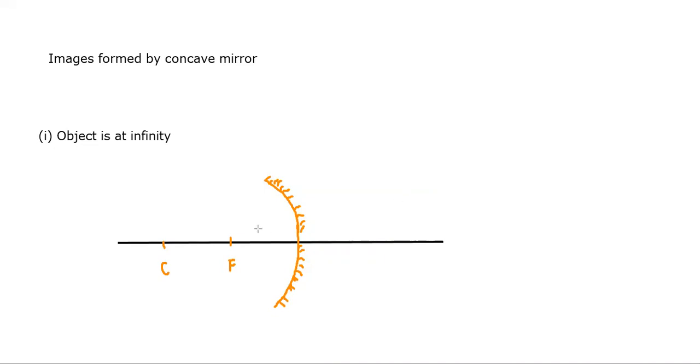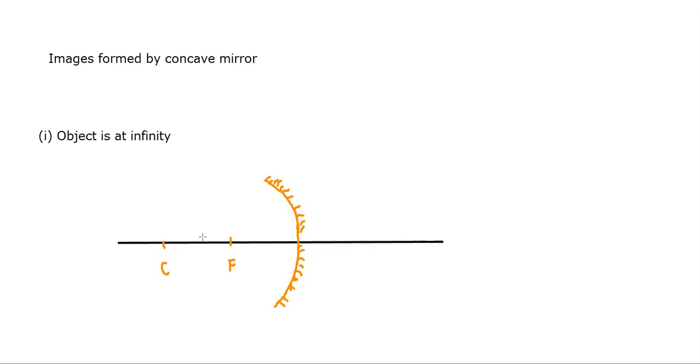First, the basic thing that you have to do is draw the principal axis, draw the concave mirror, and mark F and C, where F is the principal focus and C is the center of curvature. The important point that you should remember is the distance. When you are drawing it in your notebook, you have to mark the distance between P and F and between F and C to be equal. If you're taking P to F to be 2 centimeter, then you have to take F to C also 2 centimeter. This has to be taken care of.